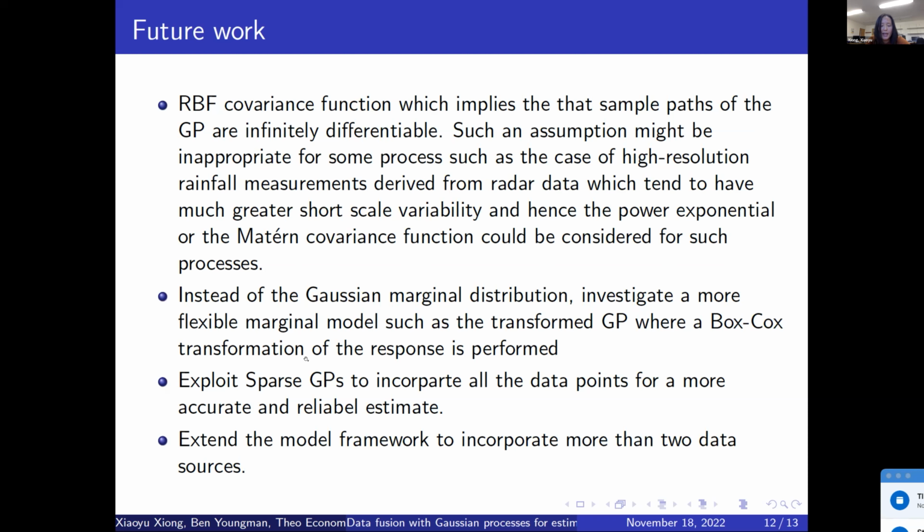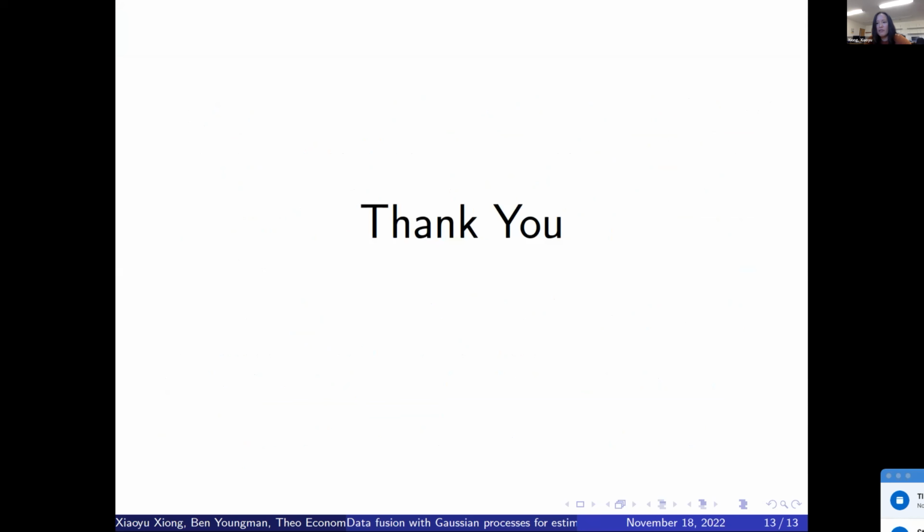And also in the application, we only subsampled 500 of this climate model output out of its available around 30,000 climate outputs, for computational feasibility of the Gaussian process models. So another direction would be to exploit sparse GPs to incorporate all the data points for a more accurate and reliable estimate. And as I mentioned earlier, this model framework is in principle able to generalize to other data sources. So we could extend this framework to incorporate more than 2 data sources. So thank you very much.